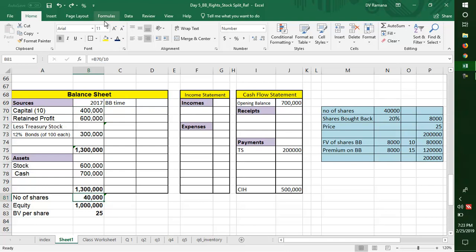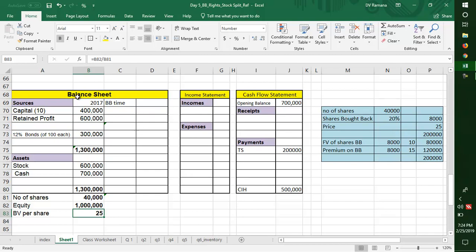The number of shares of the company is 400,000 divided by the face value, so 40,000. Equity of the company is equal to 400,000 plus 600,000, so therefore 1 million, and the book value per share is 25. So face value is 10, book value is 25. We don't know the market price. Market price is decided by the market, which depends on the demand and supply.